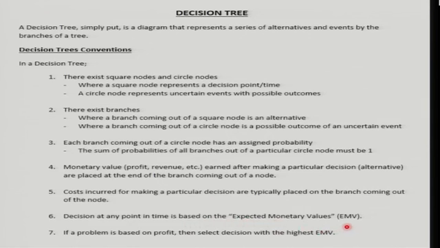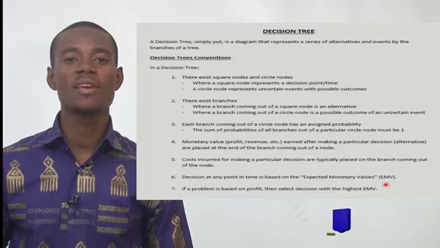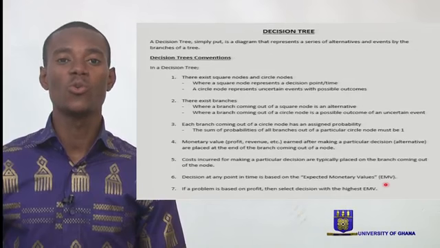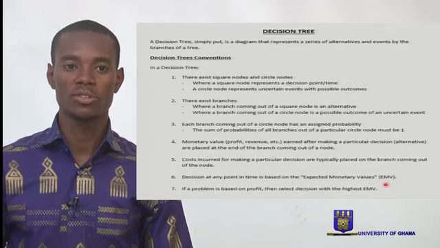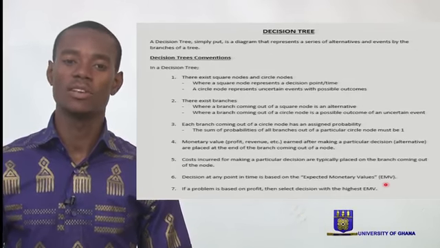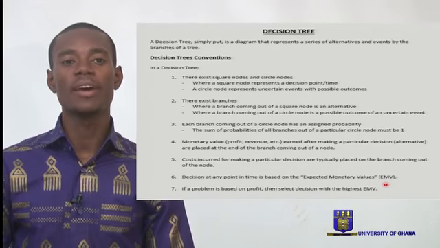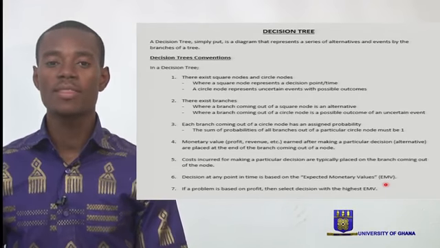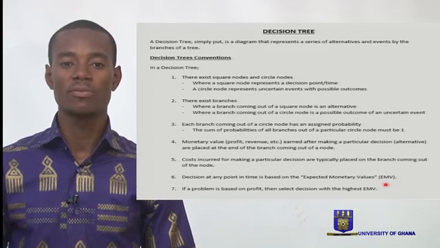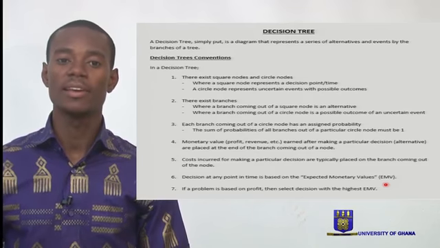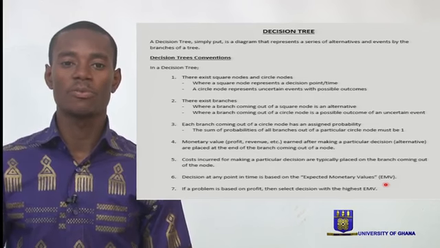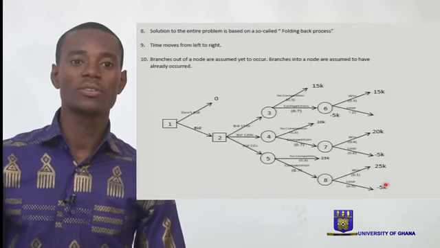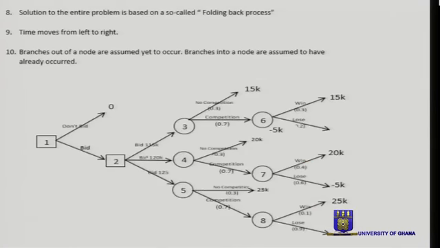Now, the expected monetary value is just the same idea as we saw when we were doing the probability distributions, as in when we were finding the mean or the expected value, where we multiply each probability by the respective random variable. So it's the same idea here. Well, we'll see it from the diagram. So consider a diagram like this. This is how a decision tree looks.